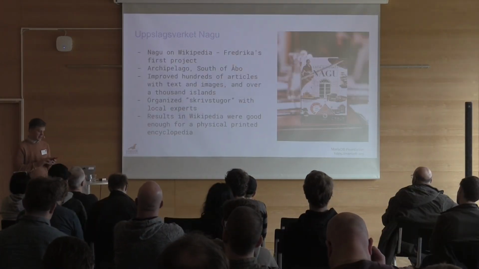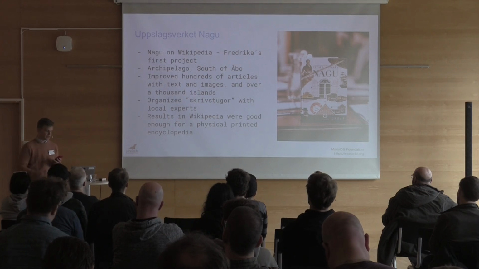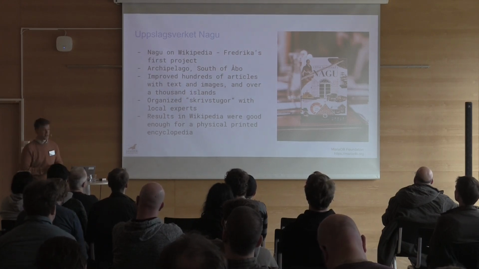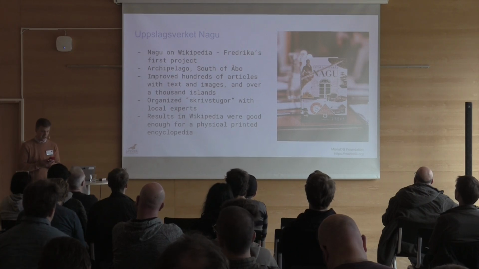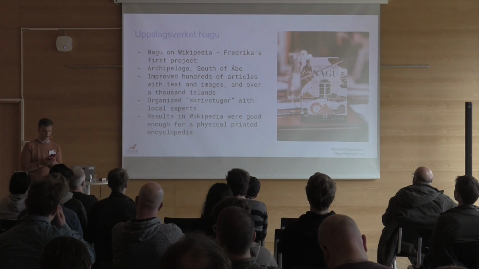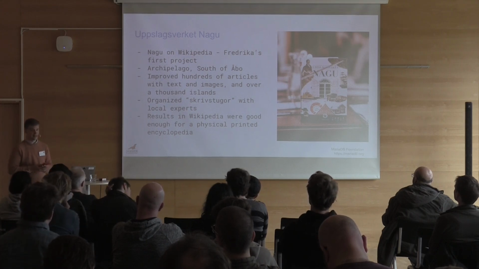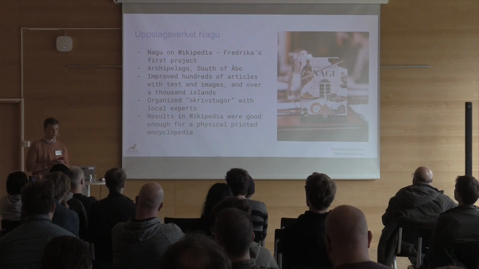So with Project Fredrika, our first concept project was to improve content about a small place called Nagu, south of Åbo in Finland. It's a former municipality with thousands of islands. So we improved hundreds of articles on Wikipedia and also about the over 1,000 islands.